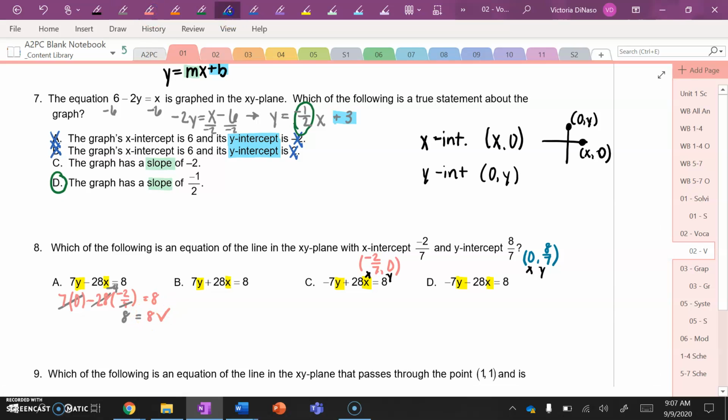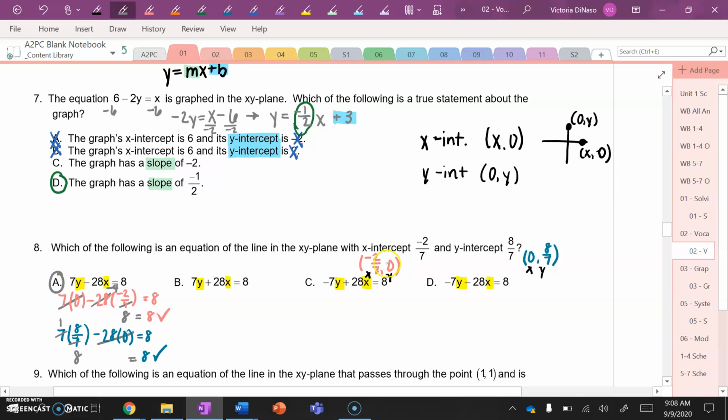So then I can separately plug in 0 comma 8/7 just to make sure that we have the right answer. So we have 7 parentheses 8 over 7 minus 28 times 0 equals 8. Negative 28 times 0 is 0. 7 divided by 7, that reduces to 1, and we're left with 8 equals 8, which is true. So therefore, I know that my answer is A.